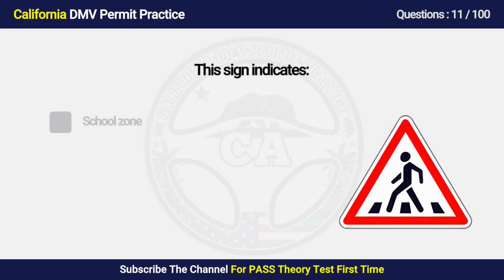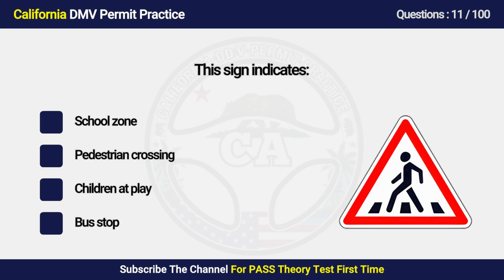Question 11. This sign indicates a school zone. B. Pedestrian crossing. C. Children at play. D. Bus stop.